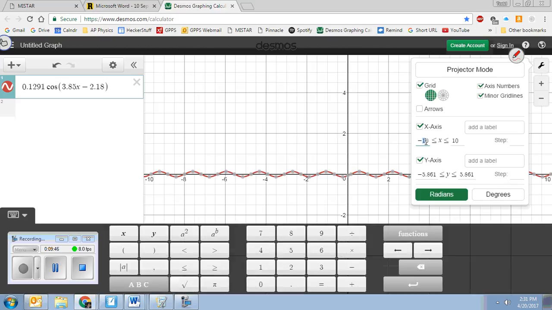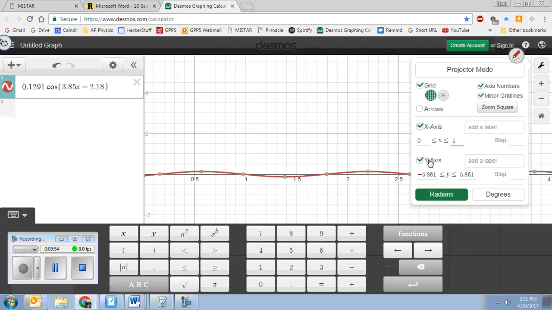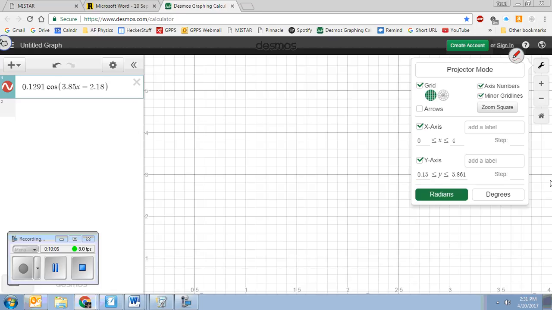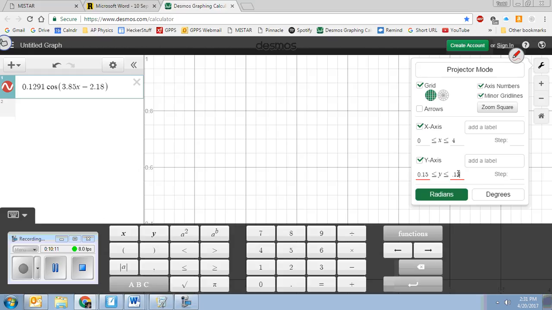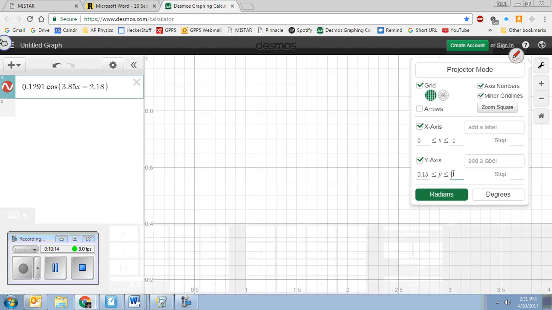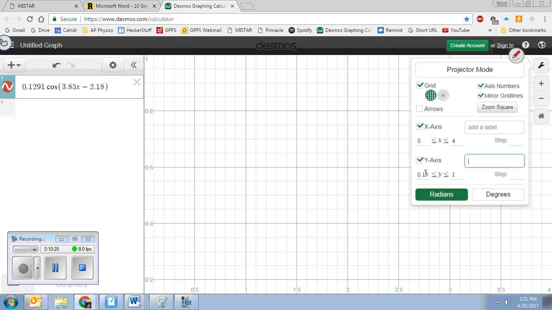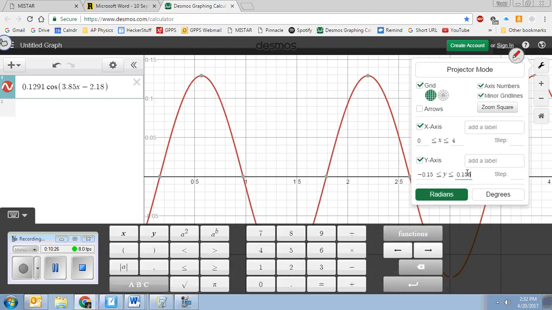My x-axis, I don't need the negatives on. We can probably just do, I don't know, 4 seconds. And then my y-axis, well, my max and min are 0.129, right? So let's just call this negative and positive 0.15. Oops. Thank you for your patience. Why does it hate me? Oh, I see, the negative didn't take, that's why. There we go. 0.15, good enough. And there's our graph.